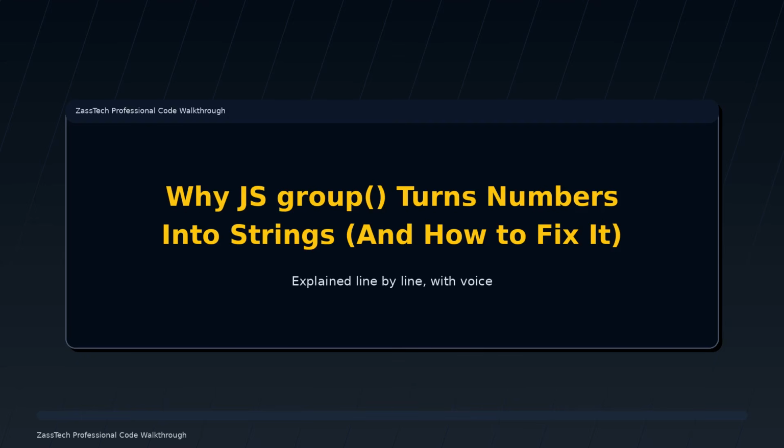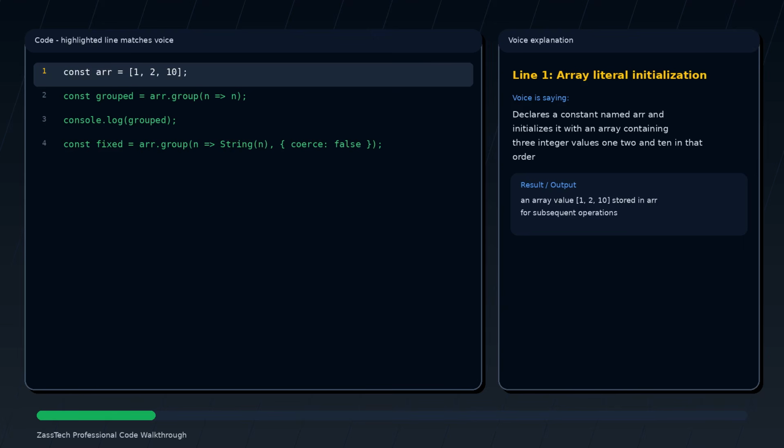JavaScript's group method silently converts your numeric keys to strings, even when they're clearly numbers, breaking numeric sort order and causing subtle bugs. Declares a constant named arr and initializes it with an array containing 3 integer values 1, 2, and 10 in that order.